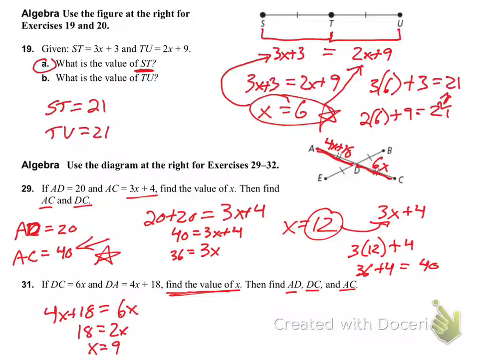So now I can find everything else. AD, which is equal to 4x plus 18, all I have to do is plug in 9. So that would be 4 times 9 and then plus 18. So that'd be 36 plus 18. So that should be 54, I believe. I'm going to double check. Yep, so that'll be 54.